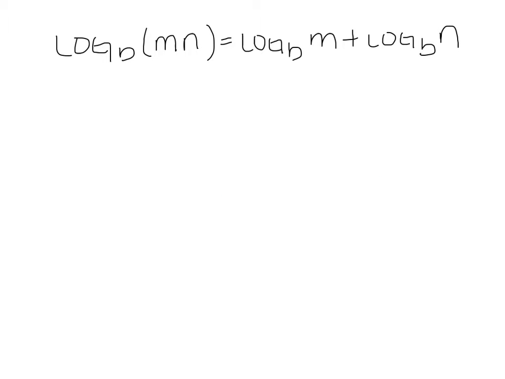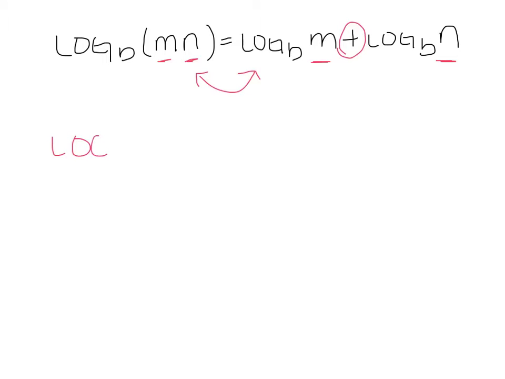This property looks at the product of arguments. So it says that if we have a log base b of 2 numbers multiplied together, or 2 things multiplied, we can split them apart and write them as 2 separate logs. The log base b of m plus the log base b of n. So we had multiplication and we're moving to addition. What's nice about the properties of logs is they work both ways. So let's see exactly why this works.